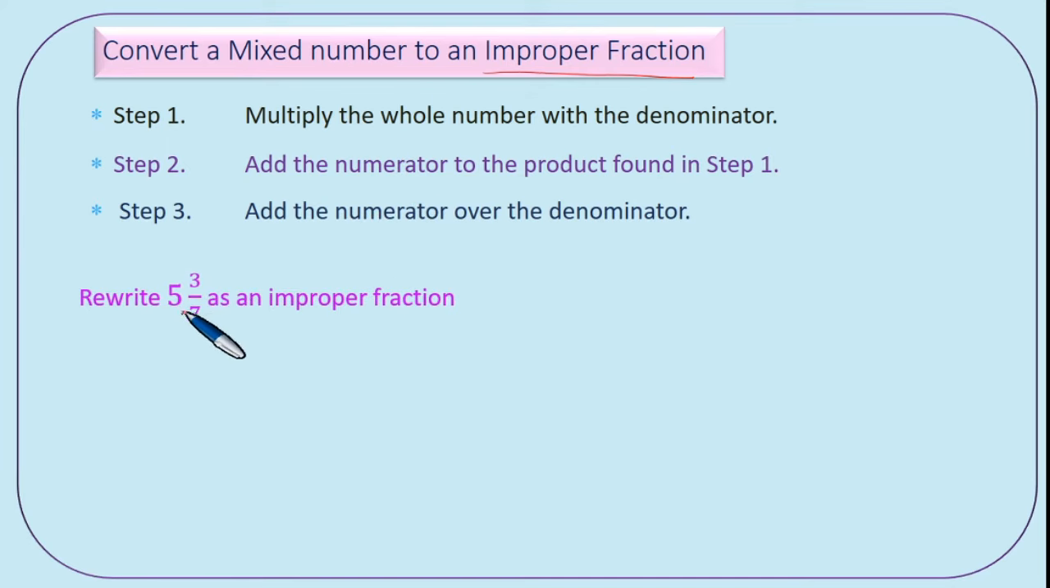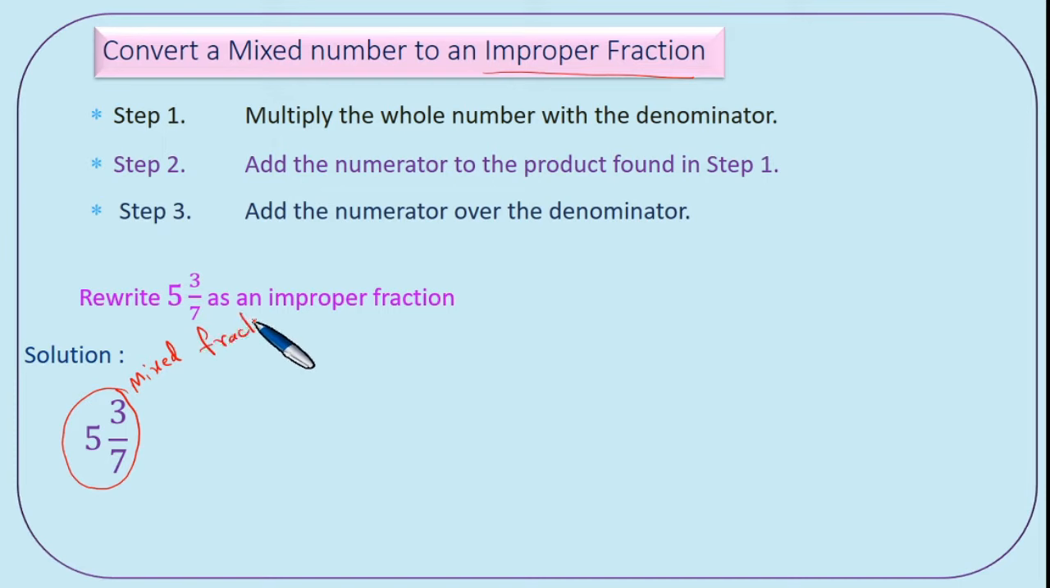Question 1. Rewrite 5 and 3 over 7 as an improper fraction. This is a mixed fraction. We have to write this as an improper fraction. This is our question, so let me write the solution. The mixed fraction given is 5 and 3 over 7. 5 is a whole number and 3 over 7 is a proper fraction. This is a mixed fraction.